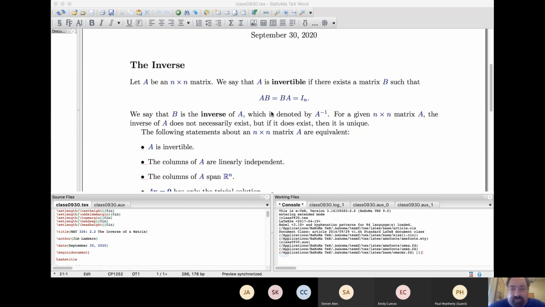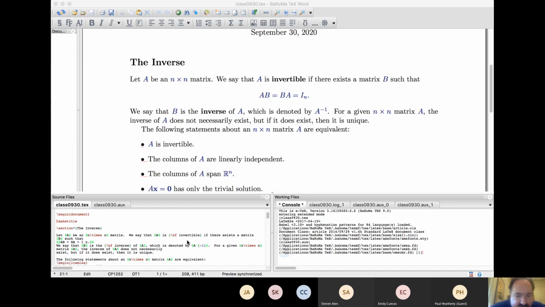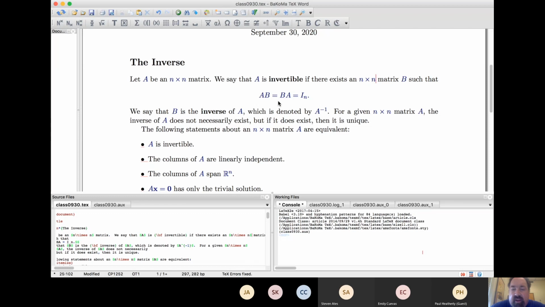In order for a matrix to have an inverse, we have to be able to multiply the matrix A on either side by some matrix B. And that's why it's important that the matrix A be square, so that you can multiply it by something on both sides. So A and B are both going to be n by n. I should make that clear here. All right. So if you multiply A on either side by B, what you get is the identity matrix.